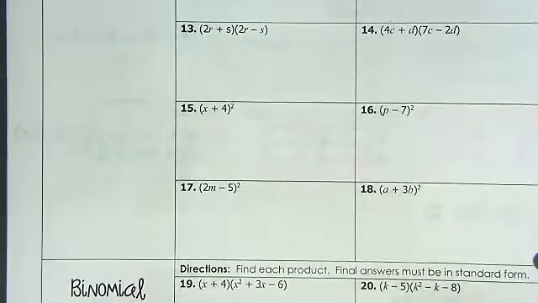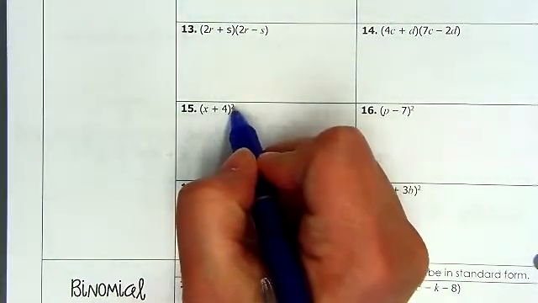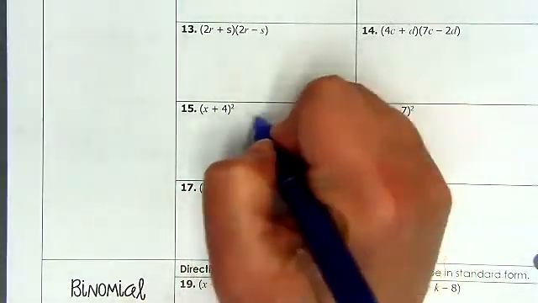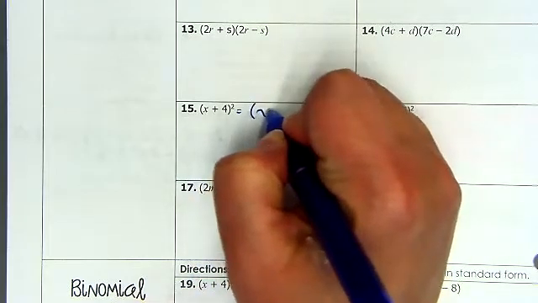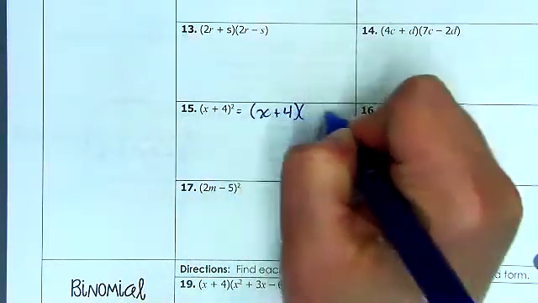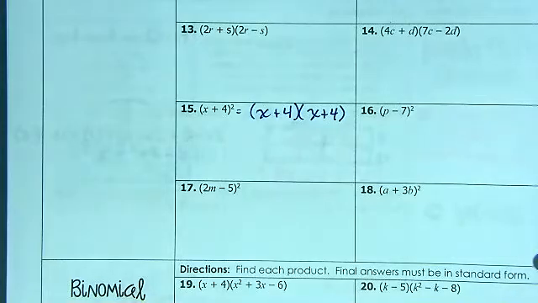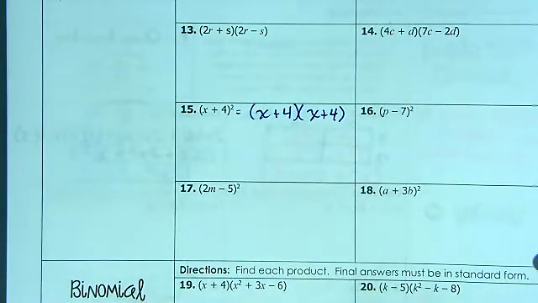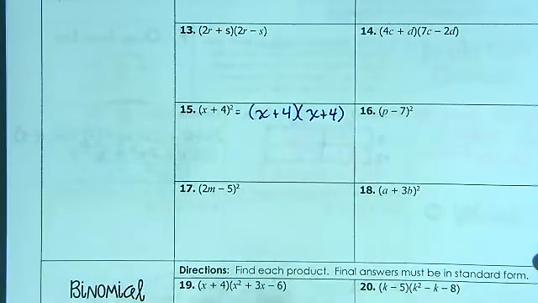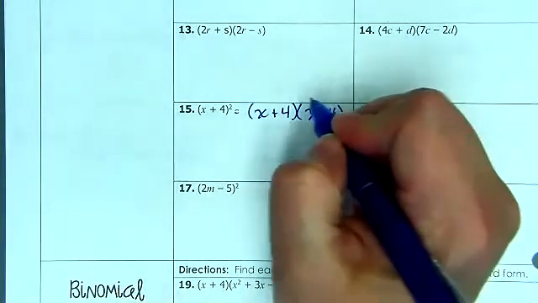This is different in the fact that it says x plus 4 squared. That means that this is the same as x plus 4 times x plus 4. You can choose whether you want to do the rectangle, the area method, or do the distributive property. It is your choice, whatever your brain functions best with.